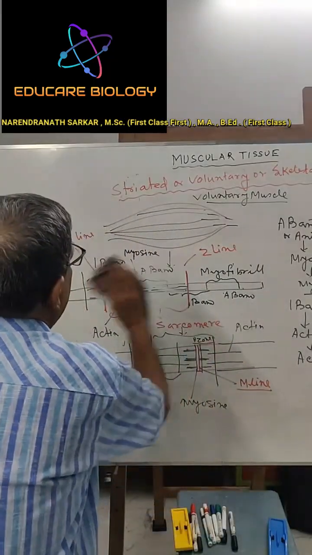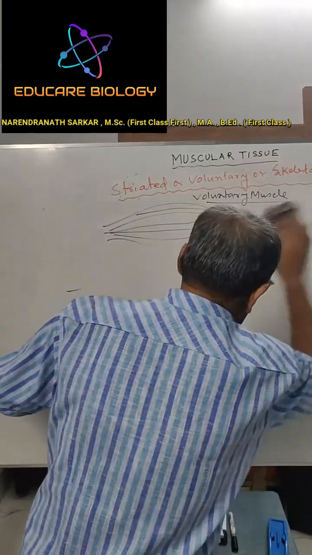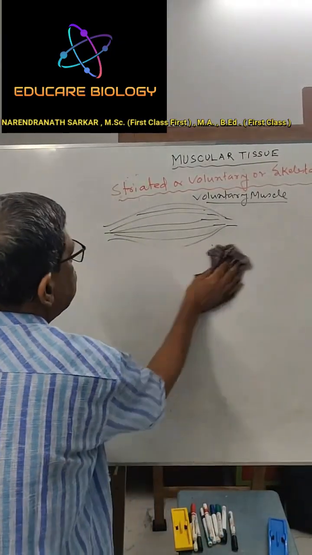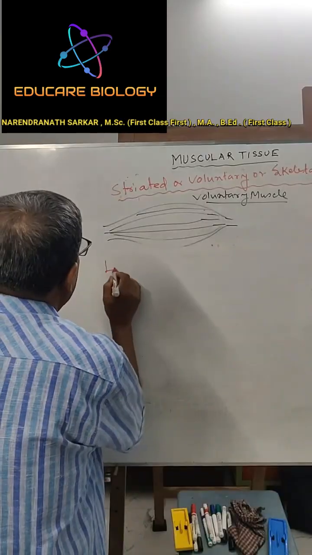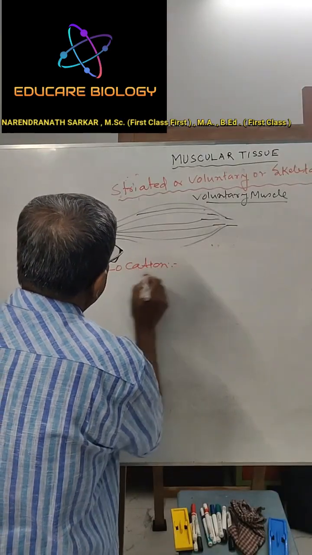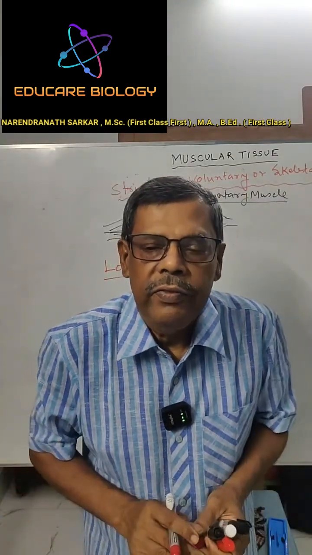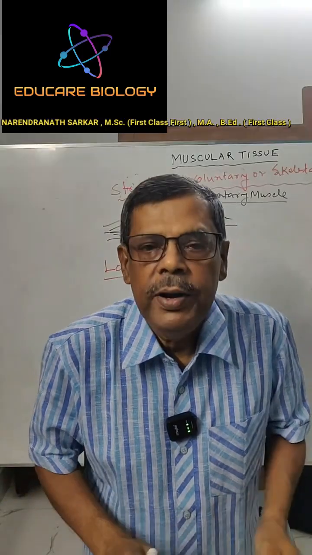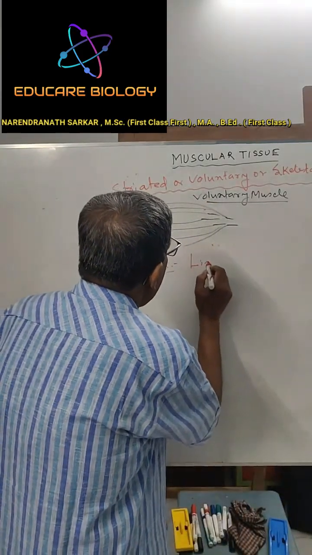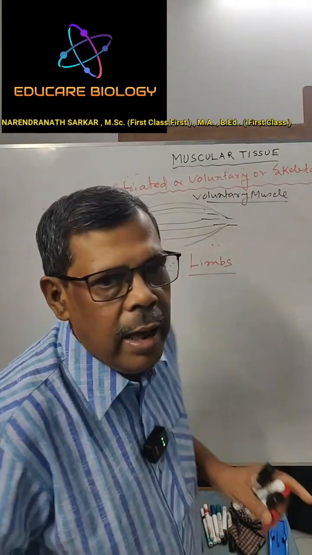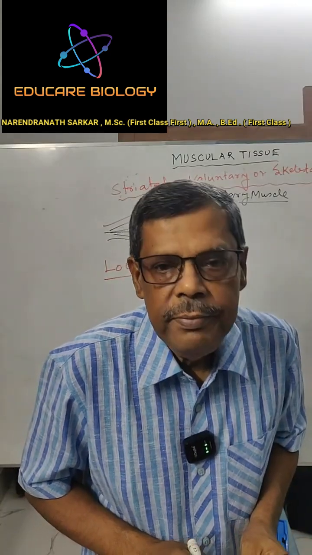Muscle fiber, structure of voluntary muscle. I have discussed the structure of voluntary muscle. Location of voluntary muscle. In all voluntary organs, there is present voluntary muscle. As for example, all the limbs of our body, that is leg, hand, these are the limbs, there is present voluntary muscle.